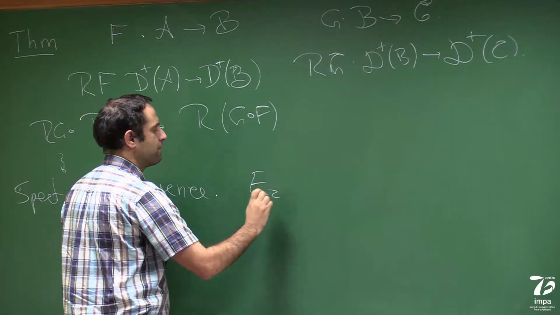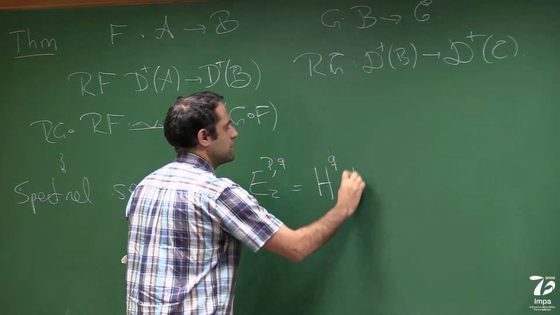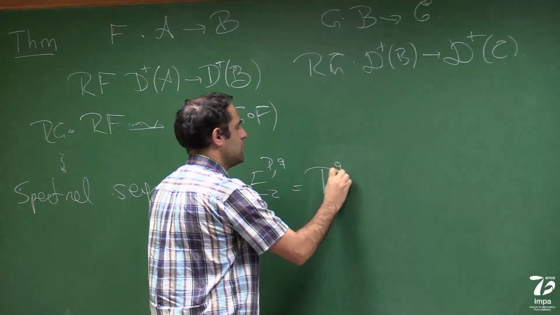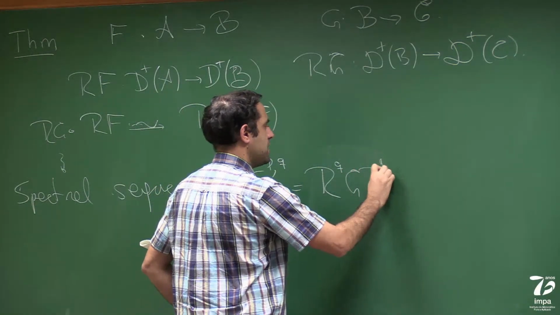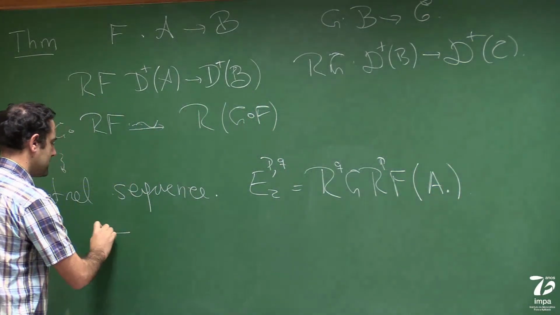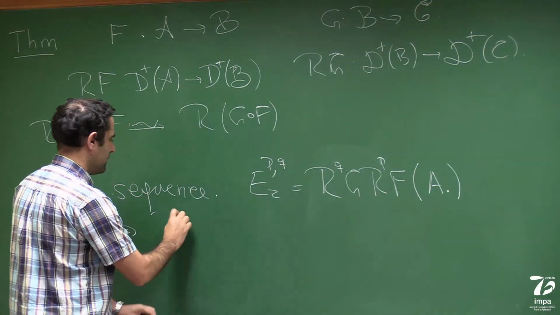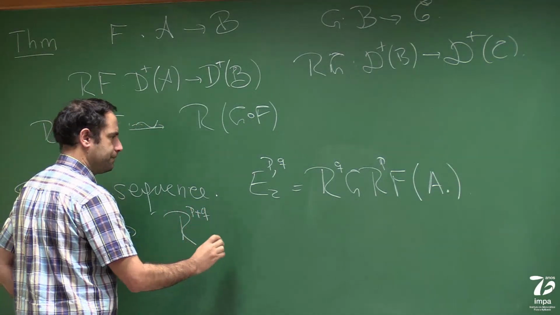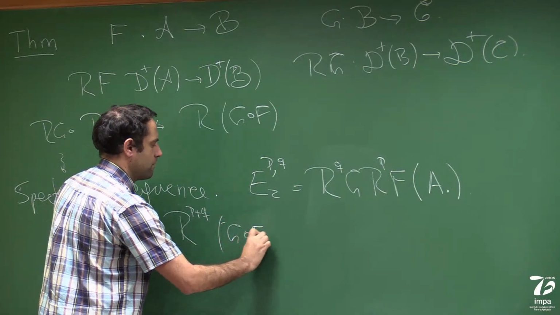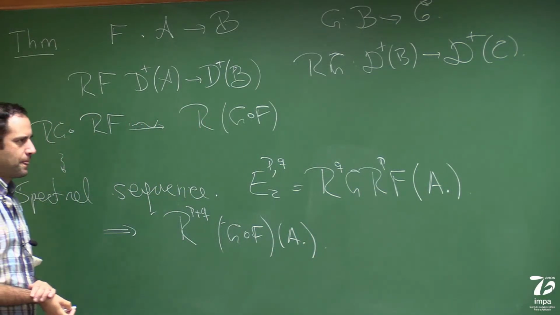So whose E2 term is given by the Q homology of, well, R^Q G of R^P F applied to a complex A. And this spectral sequence converges to the homology of the composition, to the R^(P+Q) of G composed with F. So this is what we set up to prove, and that's going to take some time.